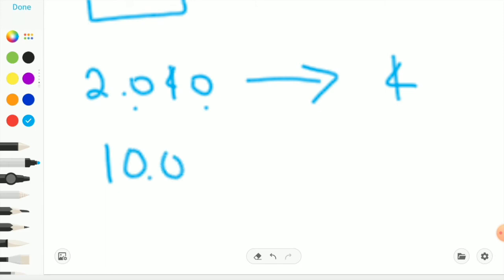If you have 10.0, basically, anything that has a decimal and there's a number before it, everything is significant. So this is 3 sig figs.